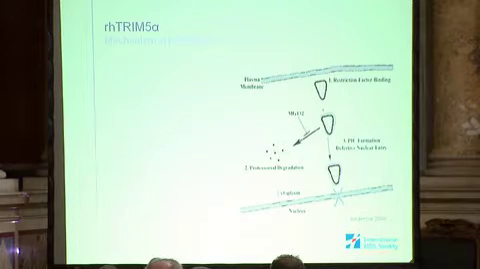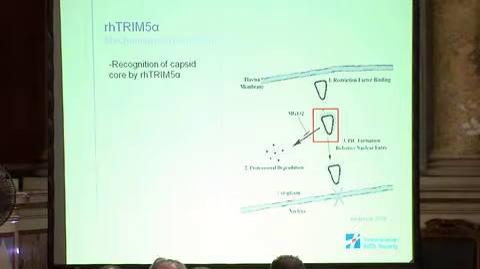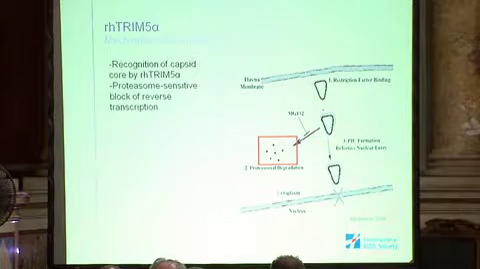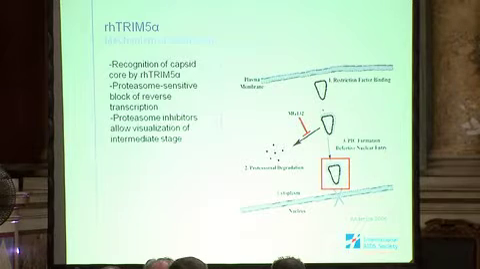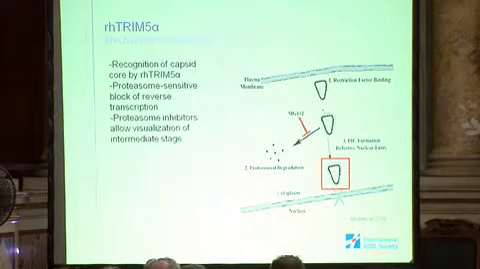So this led to the current working model we have of the mechanism of restriction. First, TRIM5 alpha will bind to the capsid core, and then this is followed by a normal block of reverse transcription, which occurs in a proteasome-dependent manner. However, if you conduct infection in the presence of a proteasome inhibitor, such as MG132, you can see this intermediate stage of restriction, which is the virus is able to reverse transcribe. However, this pre-integration complex is unable to access the nucleus and therefore unable to establish a productive infection.